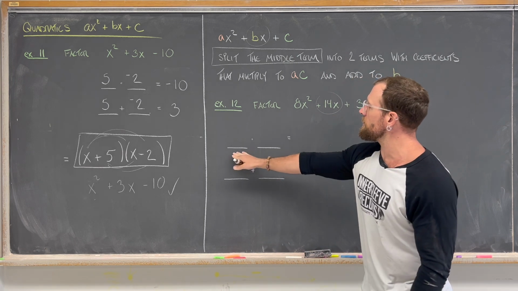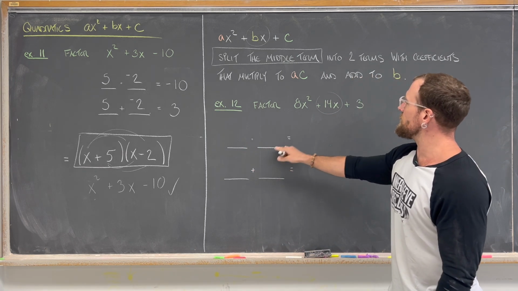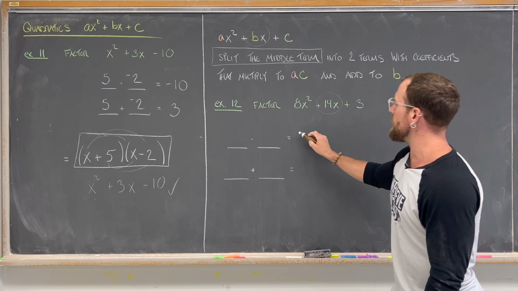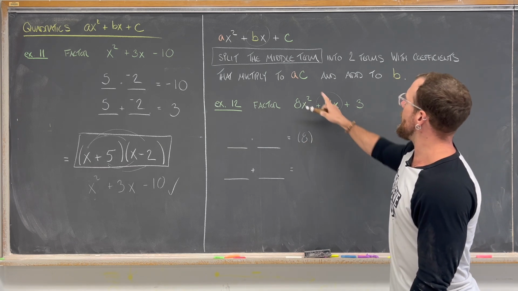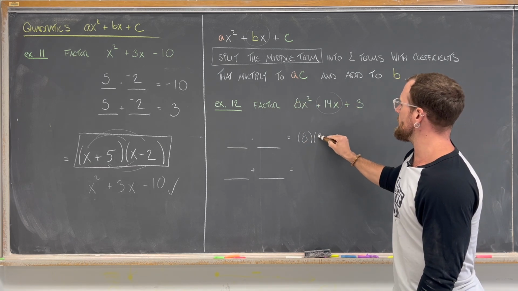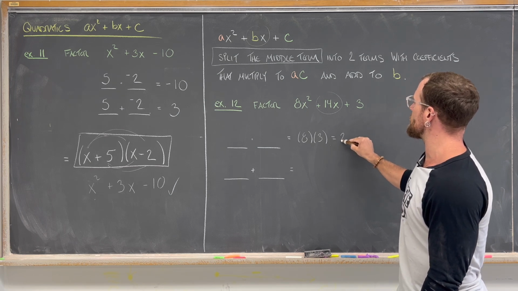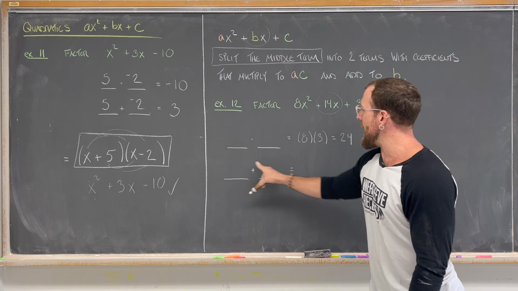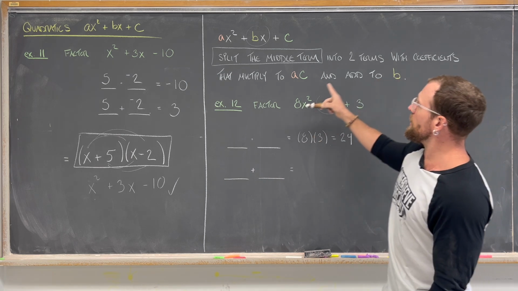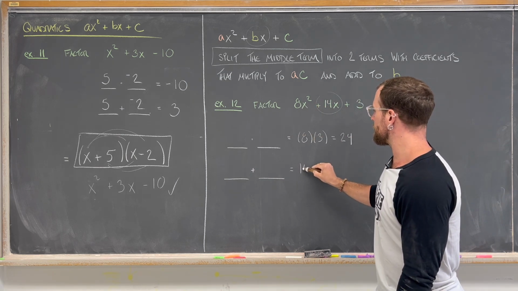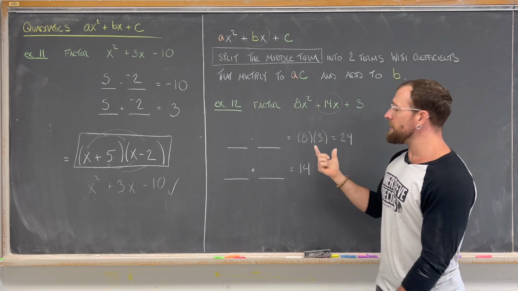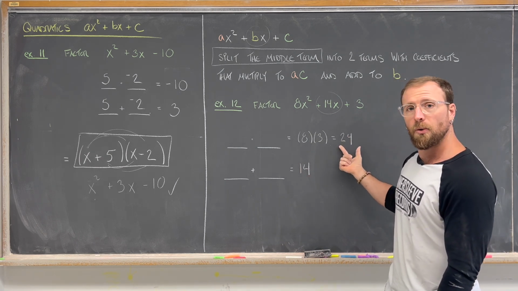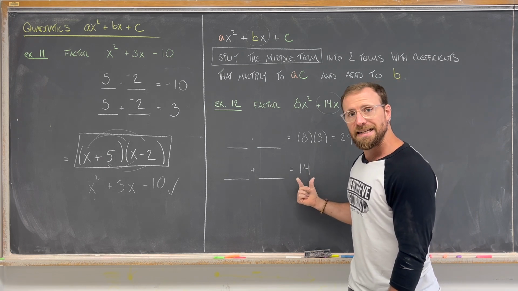I'm looking for two numbers that multiply together to be 8 times 3. So that's what I mean by a times c. That's 8 times 3, or in other words, 24. Okay? And I want those same two numbers to add up to b, or in other words, 14. So we have to find two numbers that multiply together to be 24 and that add up to 14.